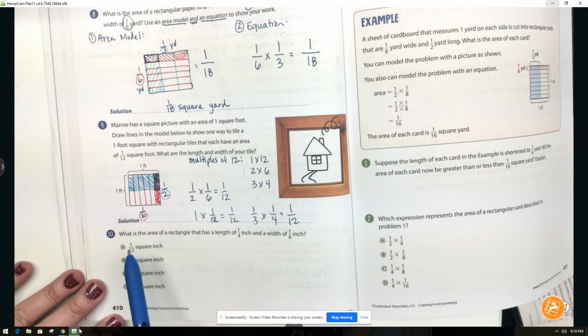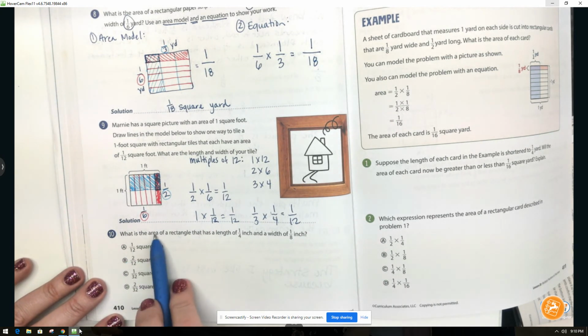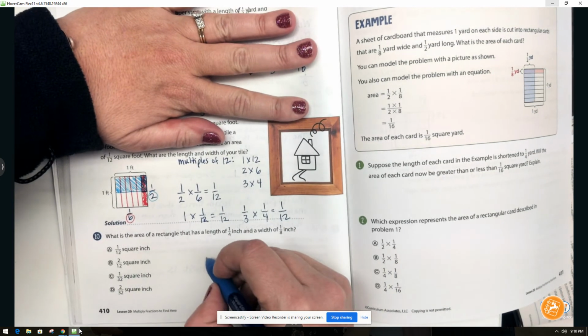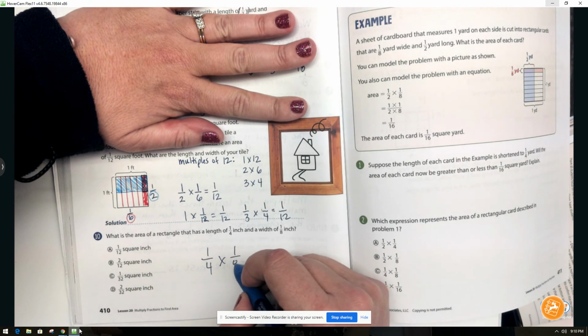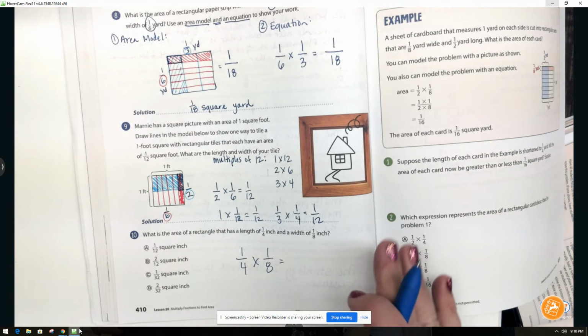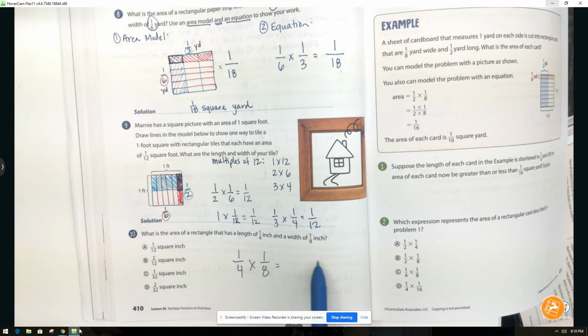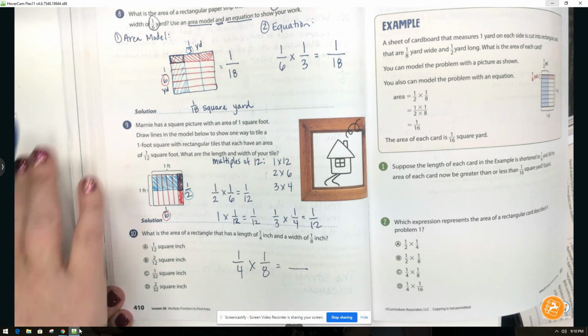For number 10, the good news is here, we're just going to use the equation. What is the area of a rectangle that has a length of 1/4 of an inch and a width of 1/8 of an inch? What is 1/4 of an inch times 1/8 of an inch? Make sure you multiply your numerator times your numerator to get your new numerator, your denominator times your denominator to get your new denominator, and then choose your answer.